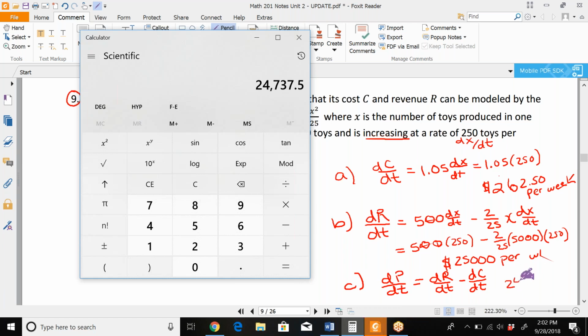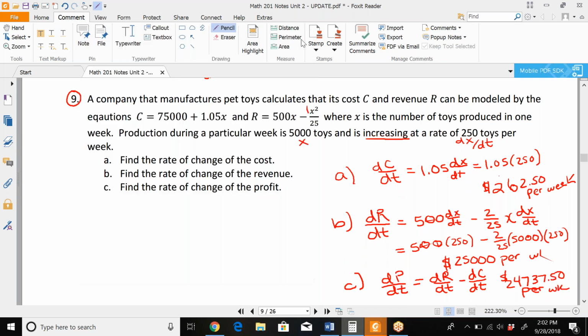I think my pen is pretty much dead. $24,737.50 per week. That is illegible.